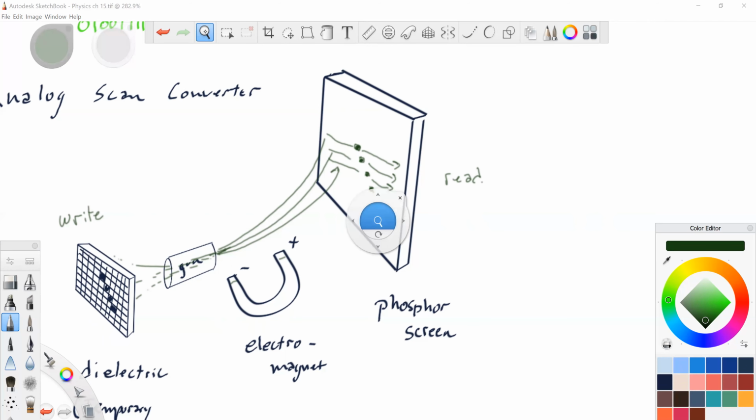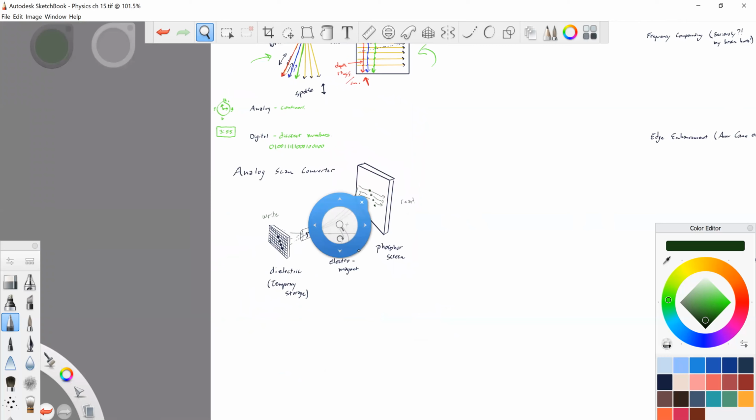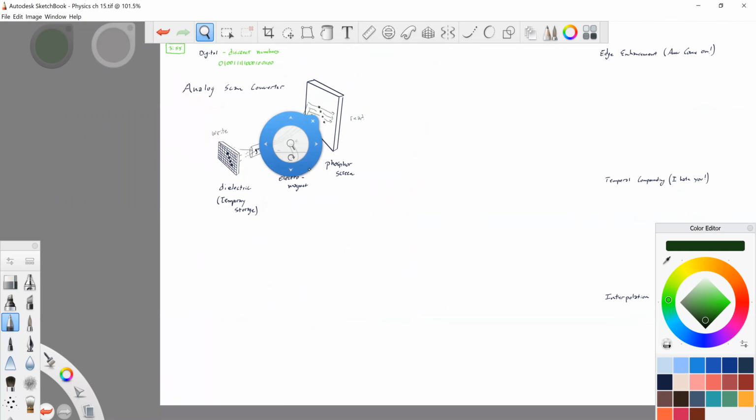Okay. This picture is not in the book. Probably not terribly important that you remember exactly how old-fashioned television works. I had to learn that, but you guys do not, thank God.